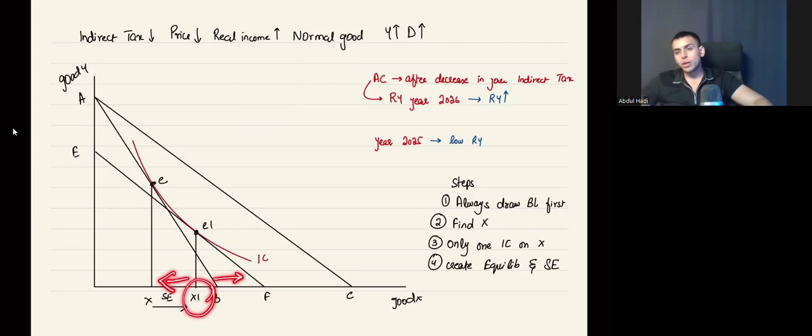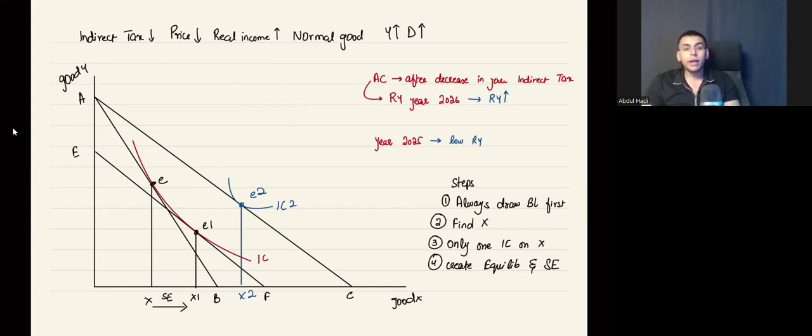If I want to show an increase in my quantity, where should the new equilibrium be? Rightwards or leftwards? Rightwards. Excellent. And you will use this IC now to show the new equilibrium position. So I will draw my IC over here like this, from IC1 to IC2, equilibrium E2, and this is my new quantity, that is X2.